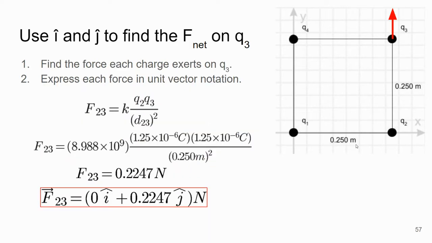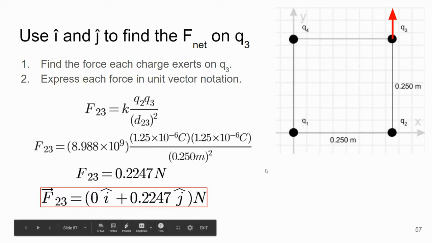So if we're doing this, let's start with what is the force Q2 is exerting on Q3. You plug it all into Coulomb's law. We've got 2 positive charges, so they will repel, which means Q2 is going to push up on Q3. So this is the number that we get, 0.2247 newtons. And the fact that it's up makes it very easy to express in unit vector notation. So this is all something j hat newtons. There's no i hat component to this one.